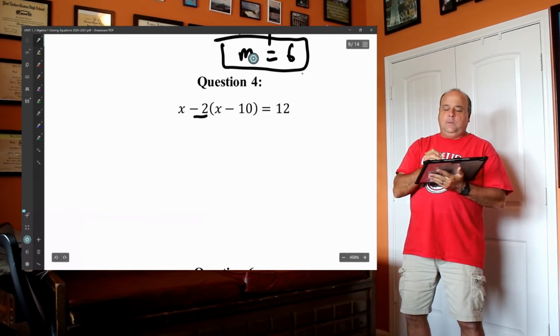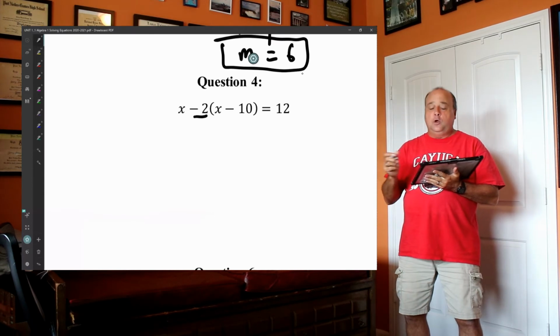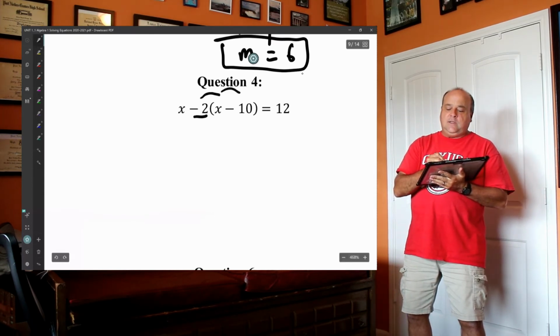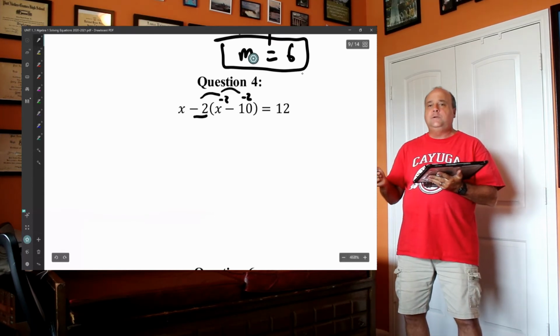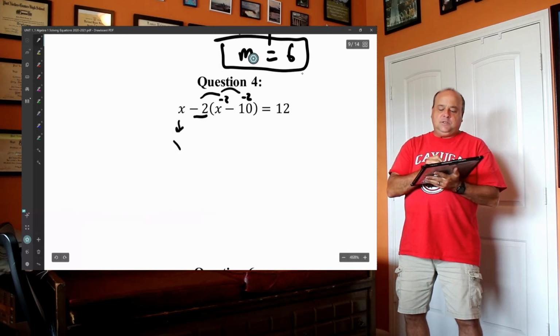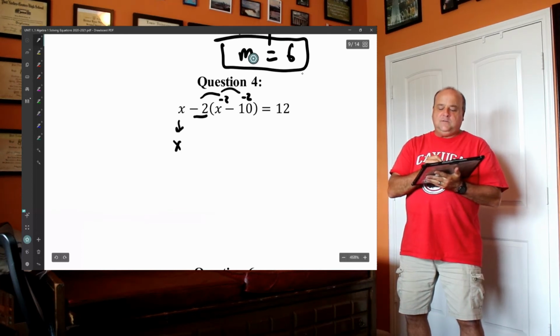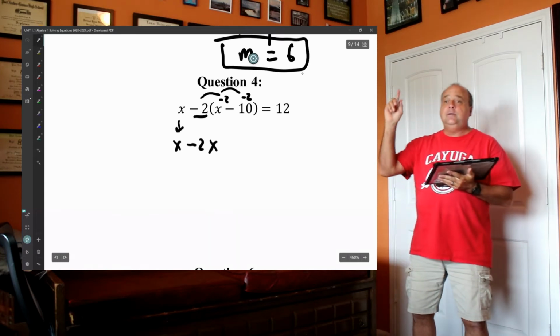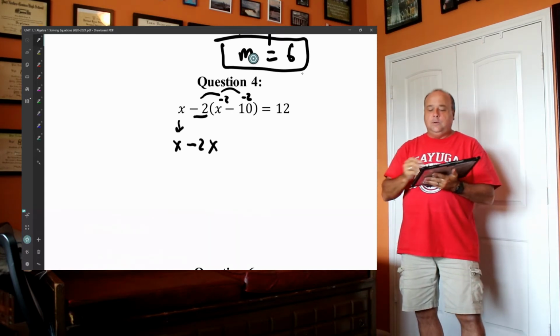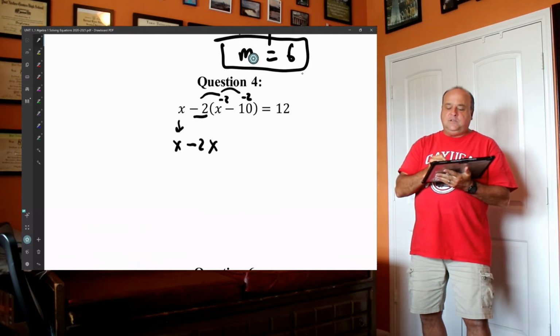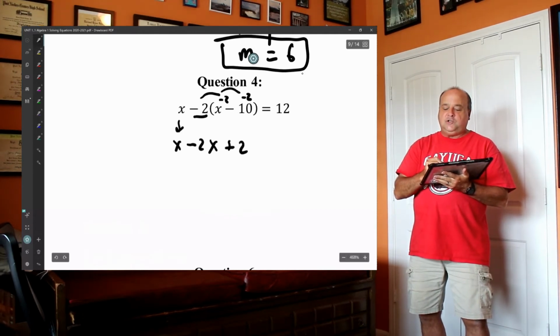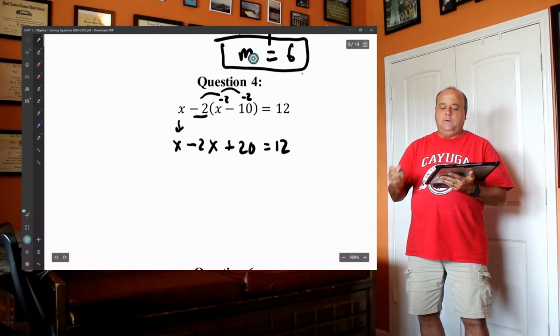We're going to distribute the negative 2. The negative 2 is our bluebell truck, right? So we're going to take the negative 2 and drive it to the stores. The x drops. A negative times a positive is a negative. The number's 2, the letter's x. Sign, number, letter. That's all you're doing. A negative times a negative is a positive, and 2 times 10 is 20 equals 12.